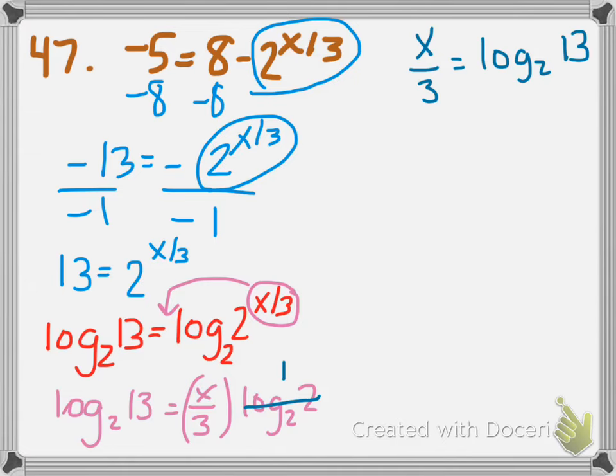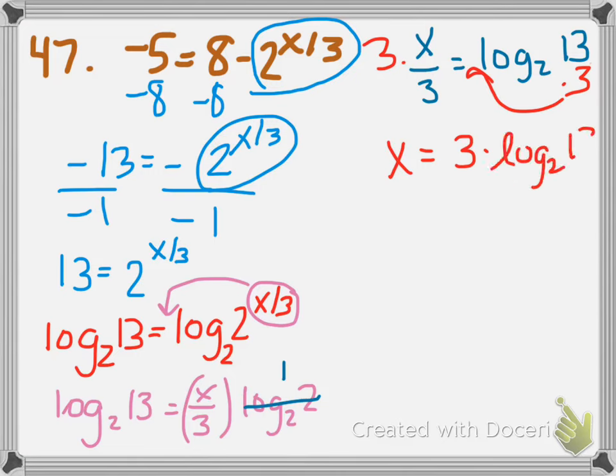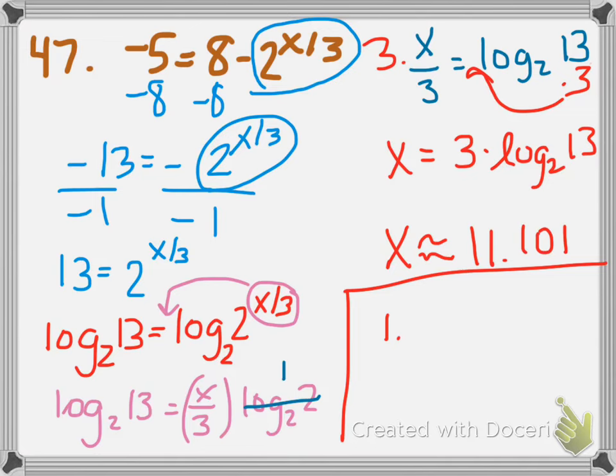Okay, last step, we want to get the x by itself, so I'm going to multiply each side by, sorry, not by x. I want to multiply each side by 3, because I'm trying to get rid of the 3 in the denominator. Sorry about that. So I'm going to multiply each side by 3. So I'm going to get x equals, let's put the 3 in the front, 3 times log base 2 of 13. Okay, so if we put that in our calculator, we're going to get x is equal to approximately 11.101.